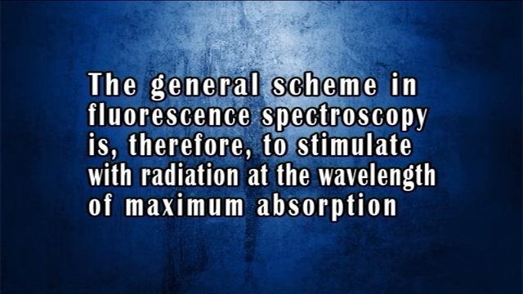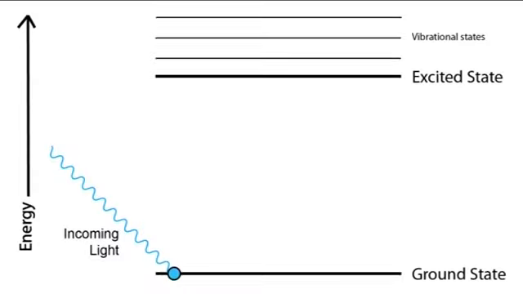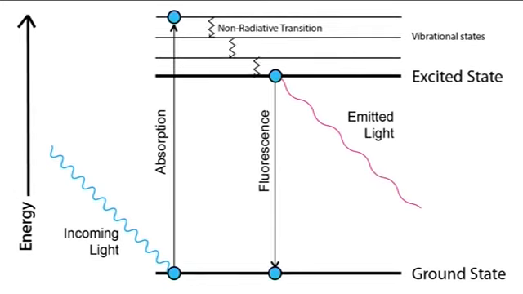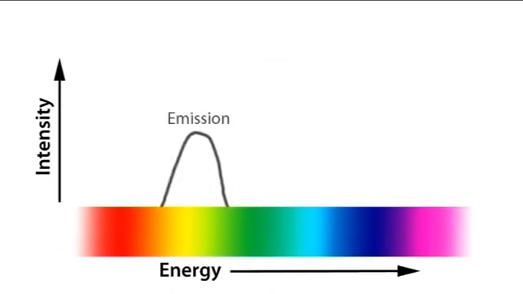It is difficult, however, to measure absolute fluorescence intensity, and measurements are usually made by reference to dilutions of a properly selected reference substance. The general scheme in fluorescence spectroscopy is therefore to stimulate with radiation at the wavelength of maximum absorption and to measure or compare the intensity of the fluorescent light with that of the reference solution. The fluorescent light should be carefully freed from scattered incident light.